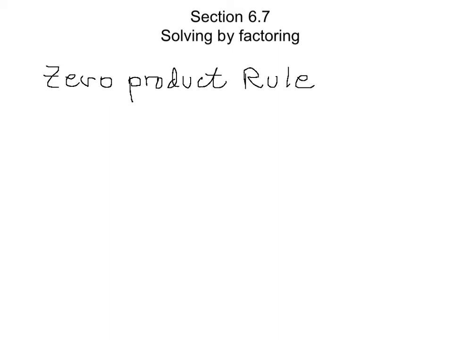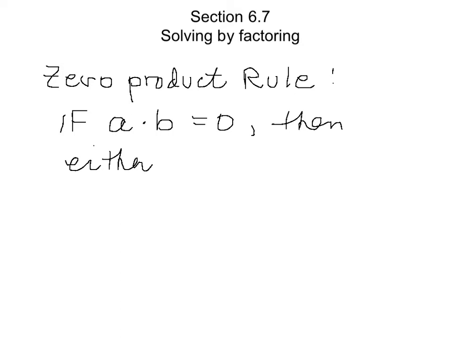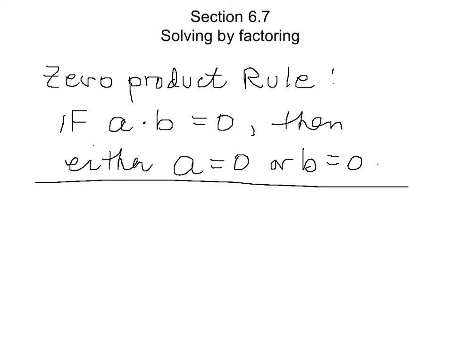And what it says is that if A times B is equal to 0, the only way that can happen is either A is equal to 0 or B is equal to 0. So that's a big rule.